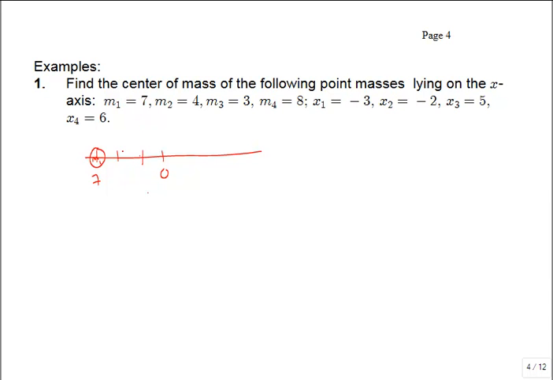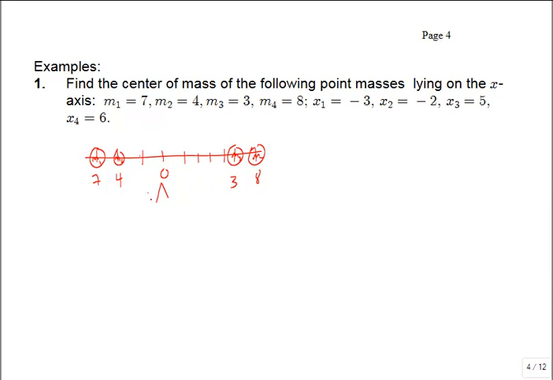And then at -2, we have mass 2, which was 4. And then at 5, we have mass 3, which was 3. And then at 6, we have mass 4, which was 8. Okay, so we're measuring from the origin. That's going to be our fulcrum.